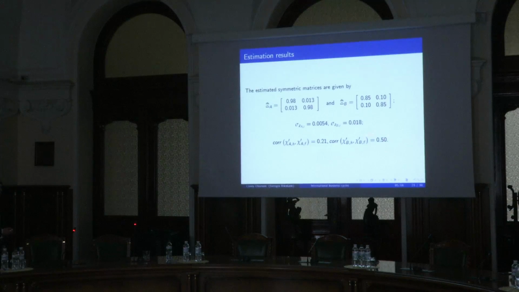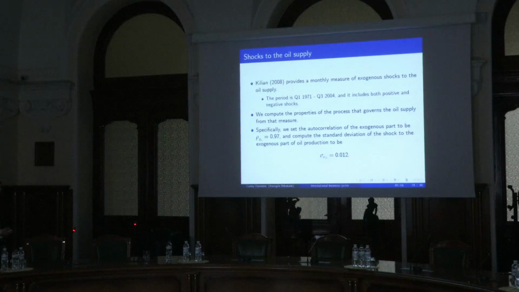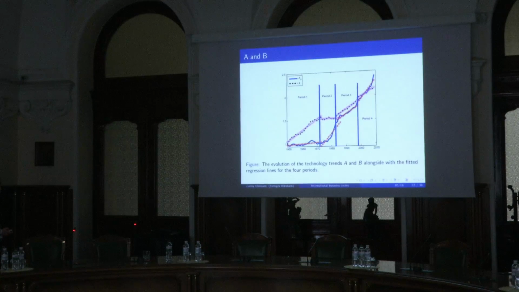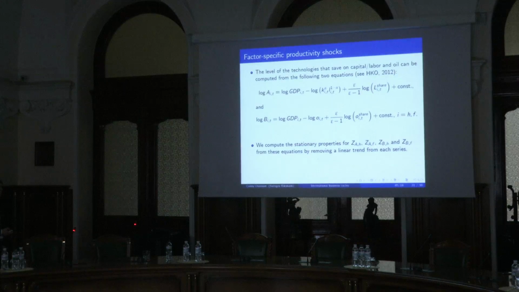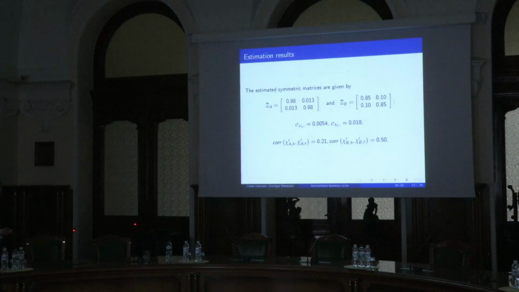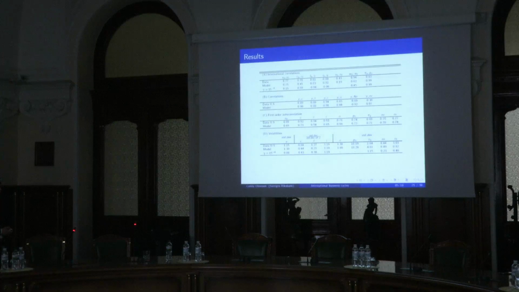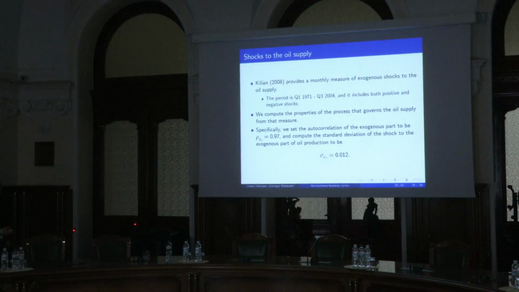The B shock has a higher correlation. So that's how we measure these shocks, okay? We're going to feed them into the model. And then we also need a measure of, so there are the A shocks, the B shocks, and then there are shocks to the exogenous oil supply. So we need to impose that as well.